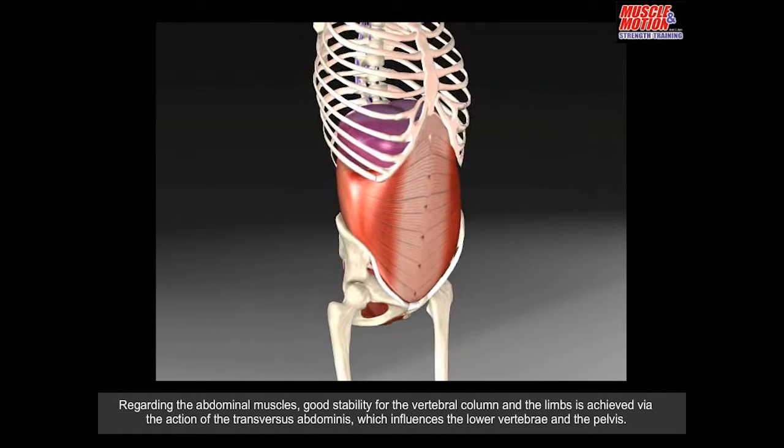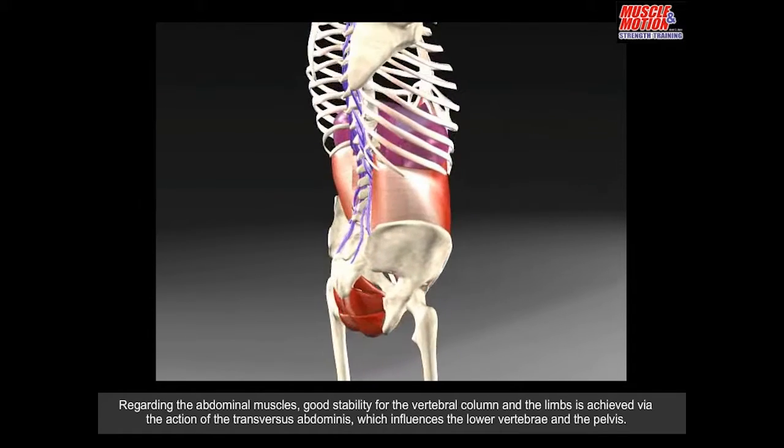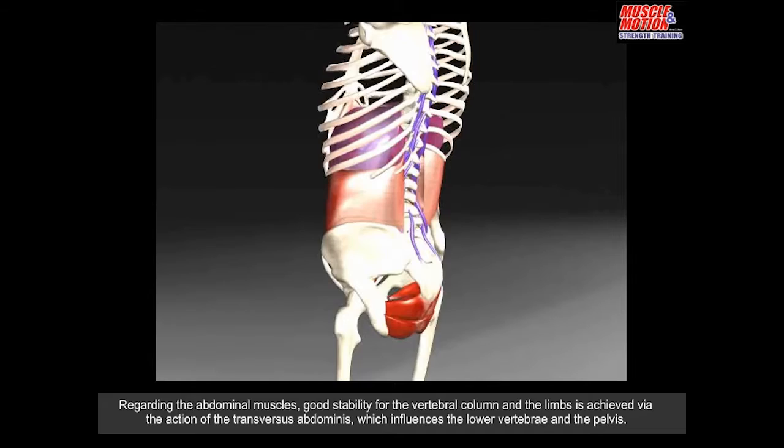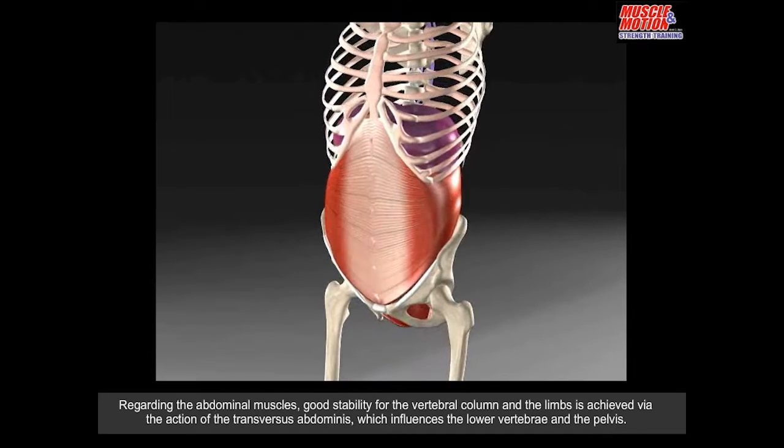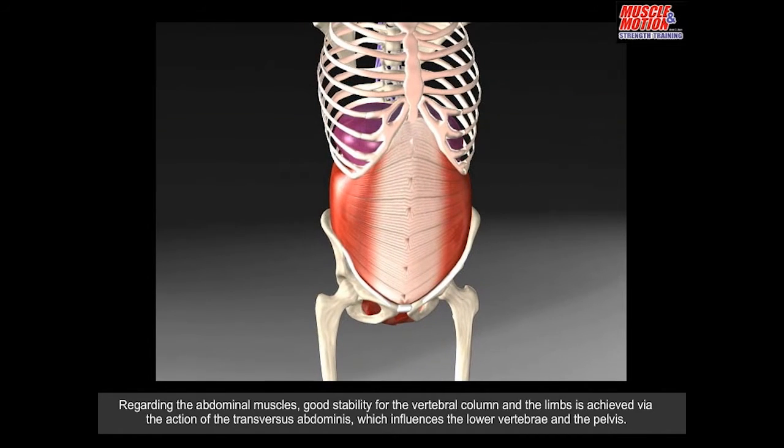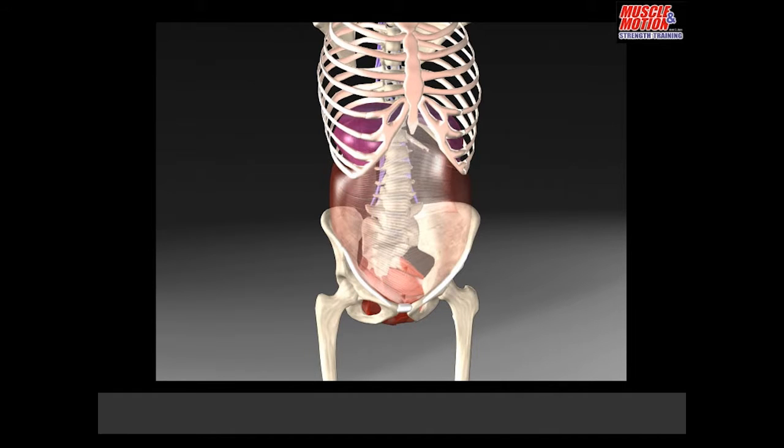Regarding the abdominal muscles, good stability for the vertebral column and the limbs is achieved via the action of the transversus abdominis, which influence the lower vertebrae in the pelvis. The transversus abdominis muscle stabilizes the vertebral column.